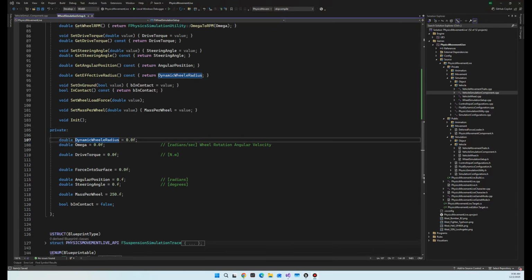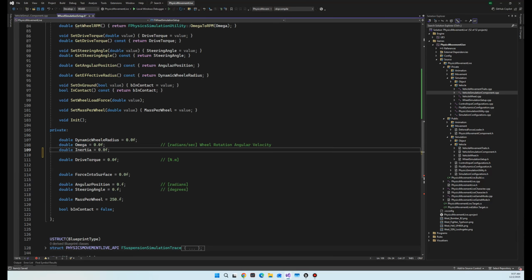All right, so I'm going to be breaking this up into small subsections, so you can get an idea and group them all together. So we've got dynamic wheels, we have omega, so I'm also going to go ahead and add in the inertia. As the vehicle's moving, it's got its own energy as well.